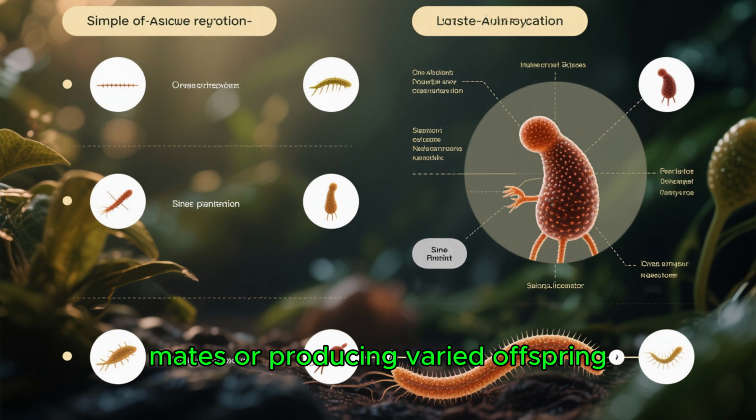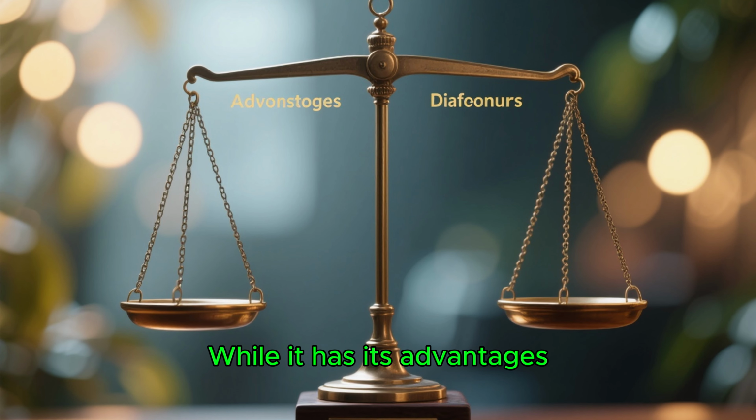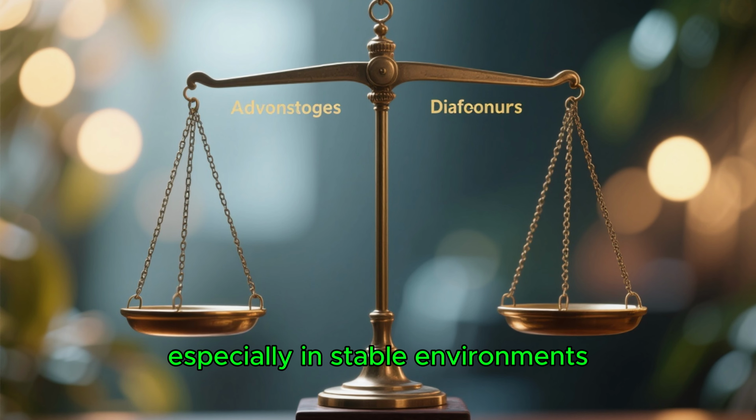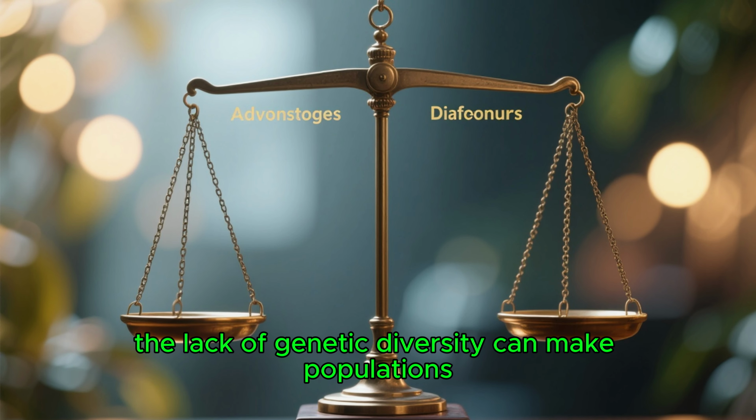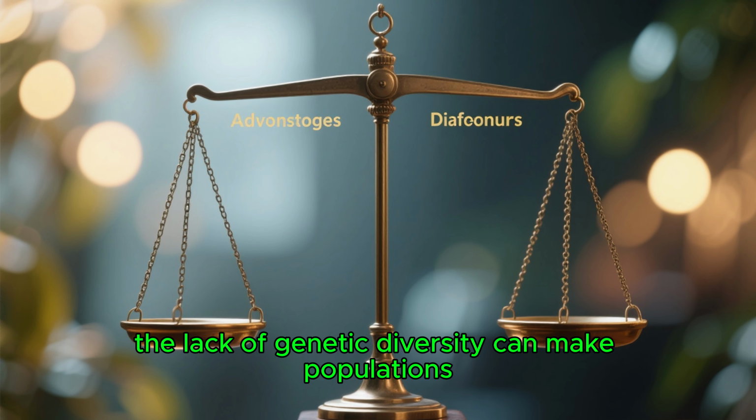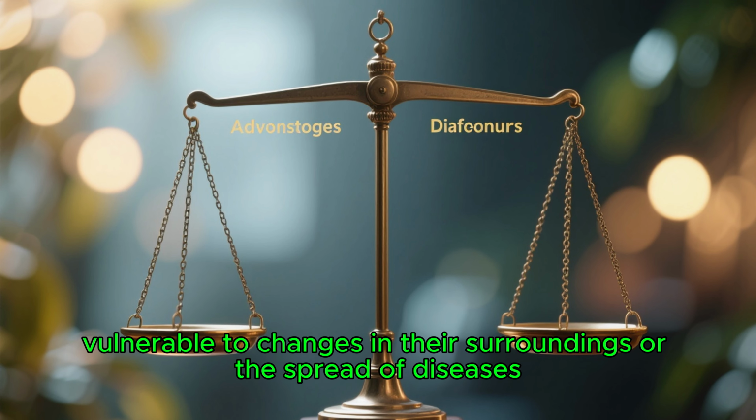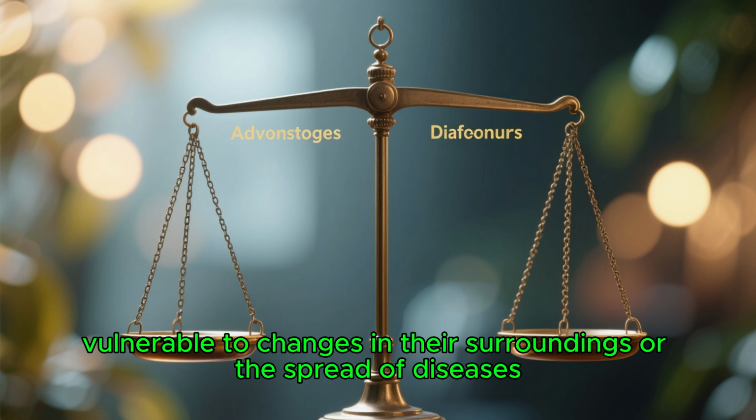To sum up, asexual reproduction is a simple and efficient way for organisms to produce more of themselves without needing mates or producing varied offspring. While it has its advantages, especially in stable environments, the lack of genetic diversity can make populations vulnerable to changes in their surroundings or the spread of diseases.